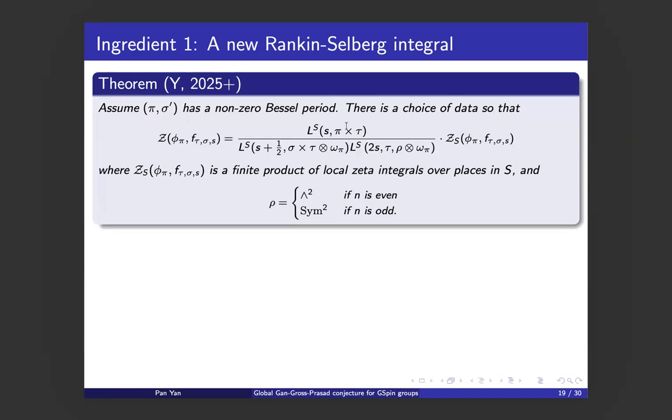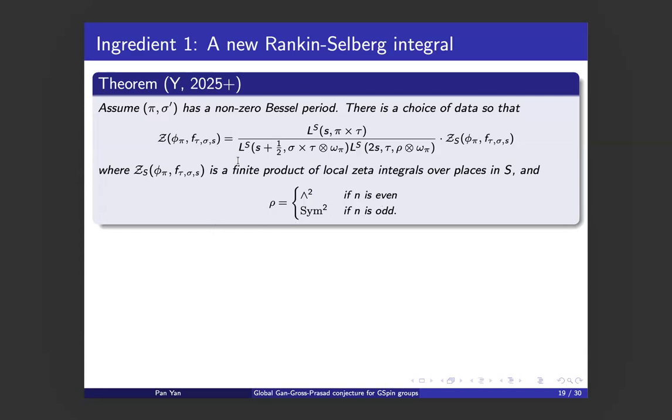Then there's a choice of data so that this global zeta integral is equal to this partial L function, this expression times Z sub S, where the capital S is a finite set of places, including the Archimedean ones and also the non-Archimedean ones where the representations are ramified. So it's a finite set of places. And then Z sub S is the finite product of local integrals over places in capital S. And again, rho is either exterior square or symmetric square, depending on whether n is even or odd.